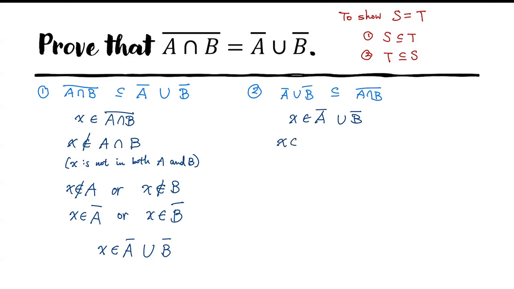And this means X is in A's complement, union means or, X is in B's complement. Then this means X is not in A or X is not in B. Now, if X is not in at least one of A or B, then X will not be in A.